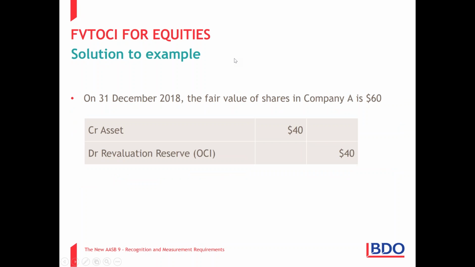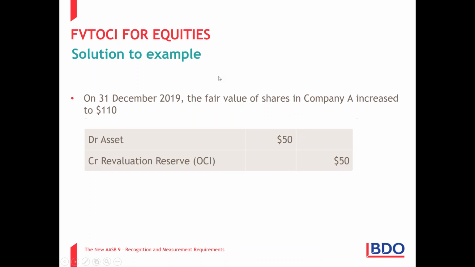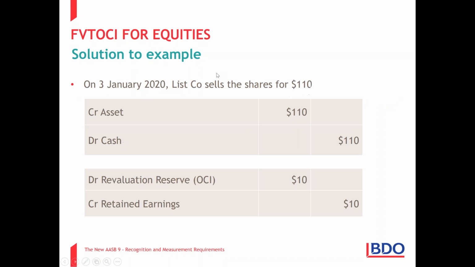The end of 2018, we credit the asset with 40 because the asset is now only worth $60. Fair value is 60, so we credit the asset 40, debit a revaluation reserve, OCI, with 40. So it doesn't go to profit and loss. In the next year, the market recovers, so that now we debit the asset with 50 and we credit revaluation reserve, OCI, with 50. And remember that revaluation reserve at the end of 2019 is now sitting with a credit balance of 10.